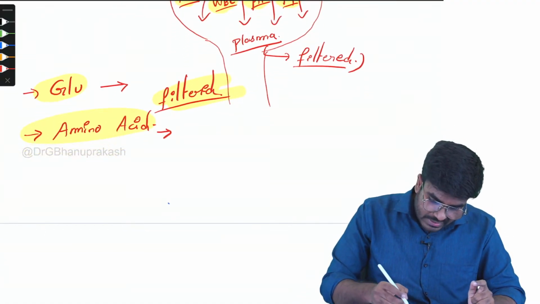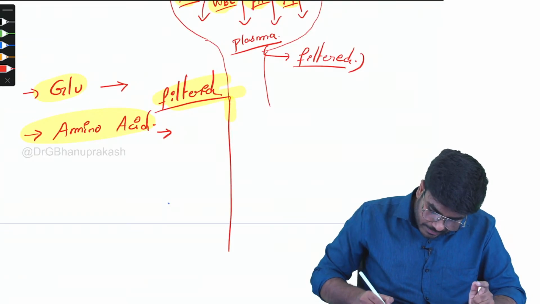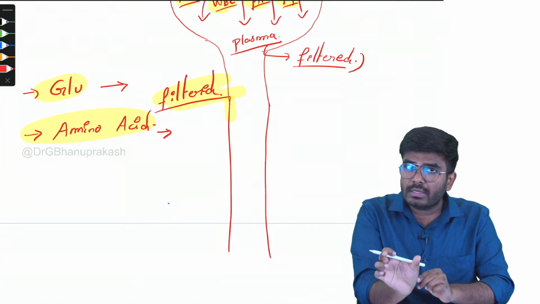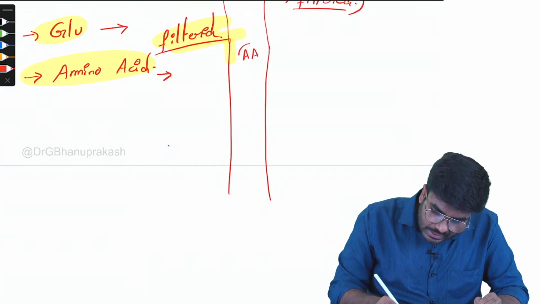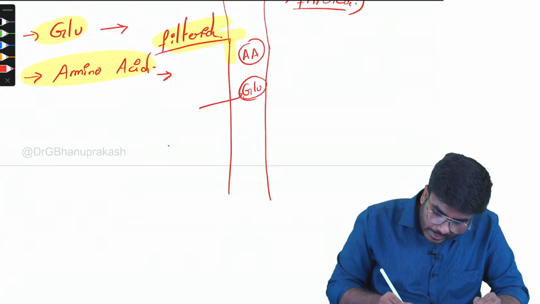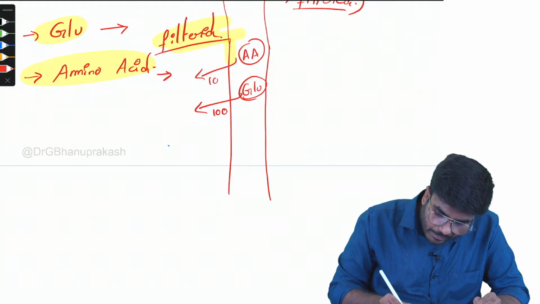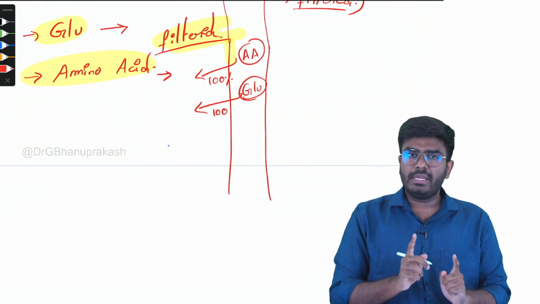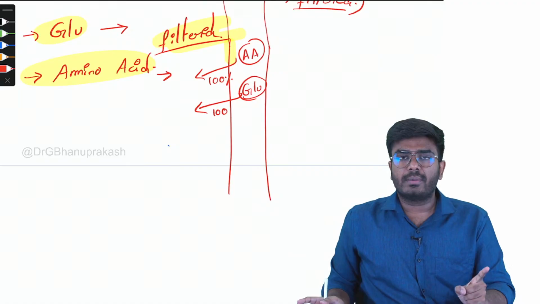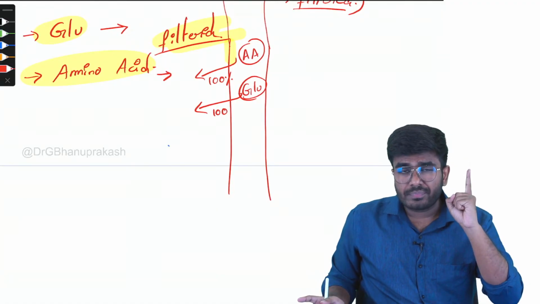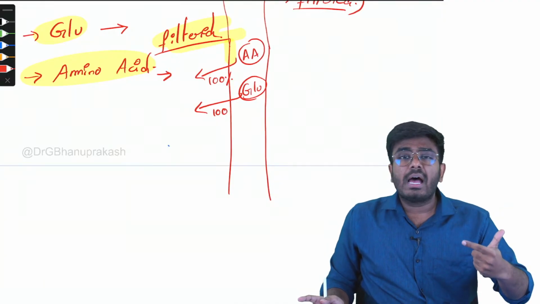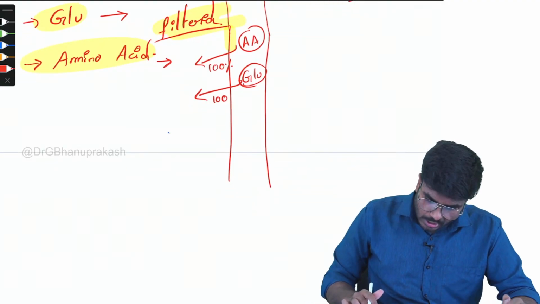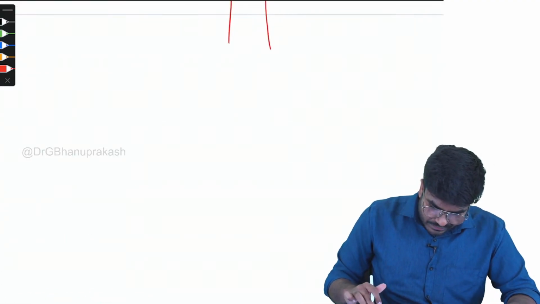in the PCT. After Bowman's capsule, what will you be having, guys? After Bowman's capsule, the first part of the nephron, you have the proximal convoluted tubule. Amino acids are coming here, even glucose is coming here, but 100% of the glucose and 100% of the amino acids will be reabsorbed back in the PCT. Now tell me, glucose and amino acids, are they filtered or not? Yes, they are filtered. RBCs, WBCs, platelets, plasma proteins and clotting factors, will they be filtered or not? They are not filtered. Now after this, let's talk about something very important, which is called the slit diaphragm.